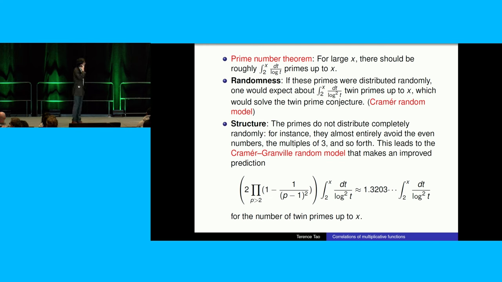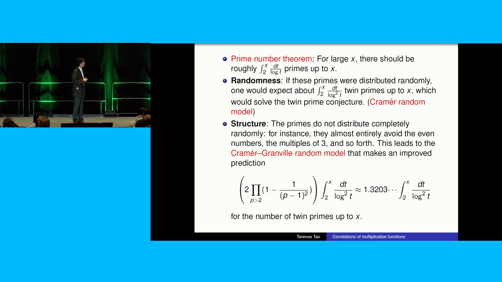But the primes are not completely random. For example, a random set would have half its numbers odd and half its numbers even, whereas for the primes, almost all the numbers are odd and only one of them is even. So the primes are very non-random mod 2 and mod 3 and mod 5 and so forth. So you can modify the Cramér random model, and that's what we call the Cramér-Granville random model, where you also enforce some coprimality conditions mod small primes, 2, 3, 5 and so forth. And this creates some adjustments to the prediction. So the Cramér random model prediction is almost certainly wrong, although we can't prove that either.